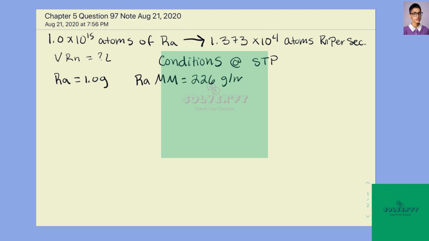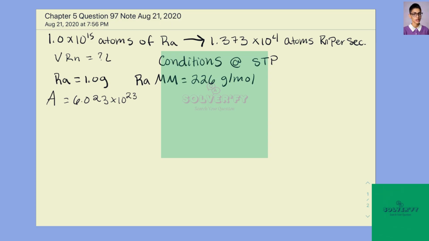226 grams per mole. And we're also going to be using Avogadro's number, so I'm just going to abbreviate that with a big letter A. And that's equal to 6.023 times 10 to the 23rd.